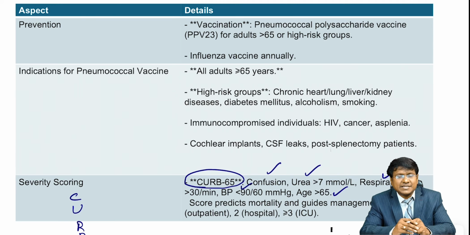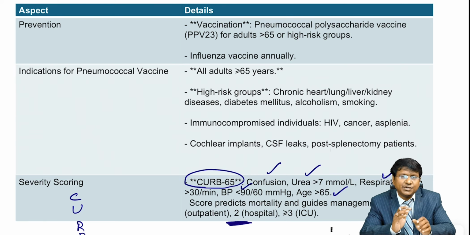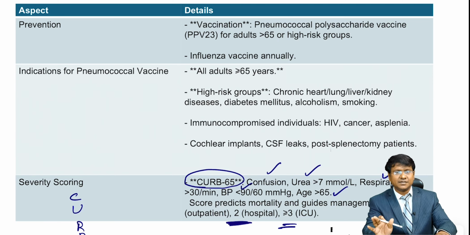Okay, so now after giving this particular scoring, you need to calculate the total score. So if the total score is 0 to 1, you don't need to admit the patient, you need to treat the patient on OPD basis by giving oral antibiotics. And if the score is 2, you need to give IV antibiotics and you need to admit the patient in the hospital. And if the score is more than or equal to 3, you need to give IV antibiotics and you need to admit the patient in the ICU. So this is about the CURB-65.